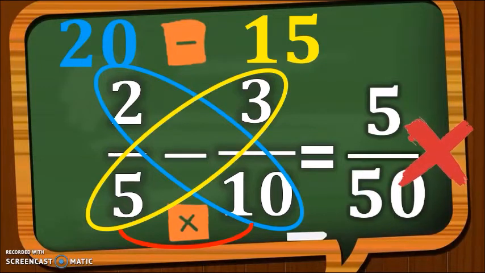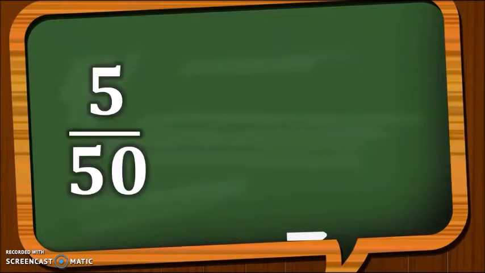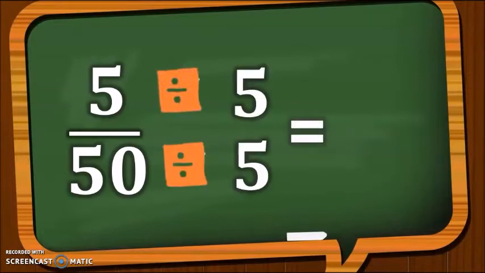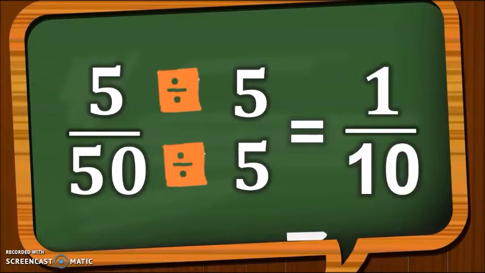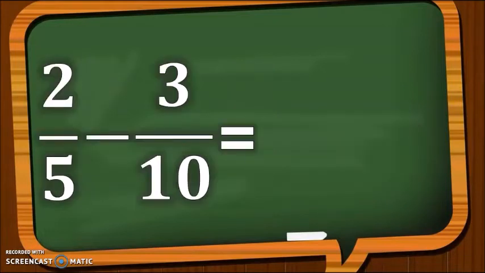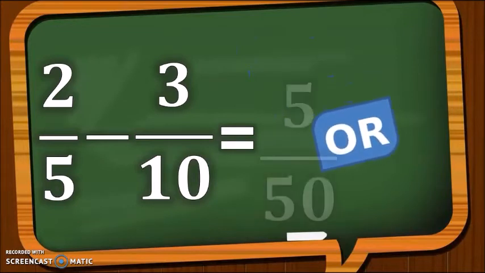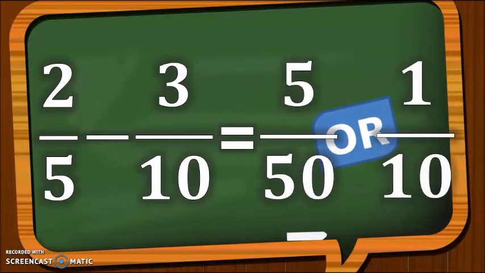And again, 5 over 50 is not yet simplified. The highest possible number that can divide 5 and 50 is 5. So 5 divided by 5 is equal to 1, and then 50 divided by 5 is equal to 10. So the simplified form of 5 over 50 is 1/10. So 2/5 minus 3/10 is equal to 5 over 50 or 1 over 10.